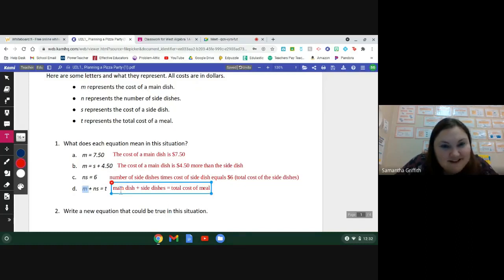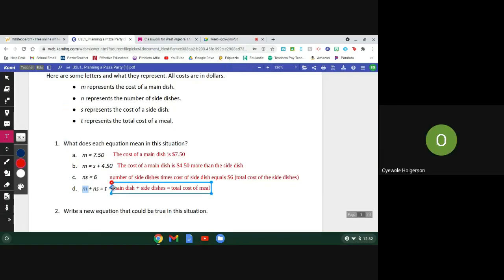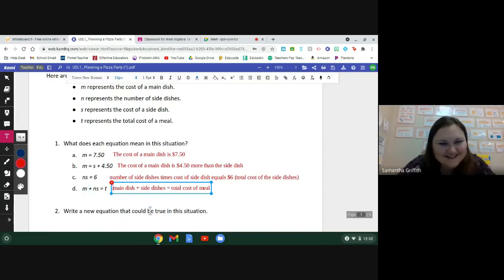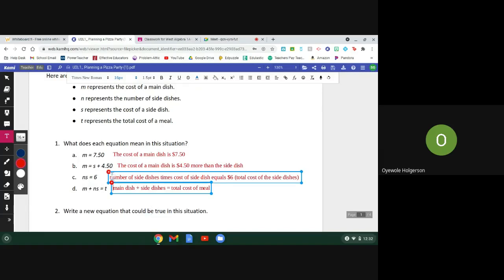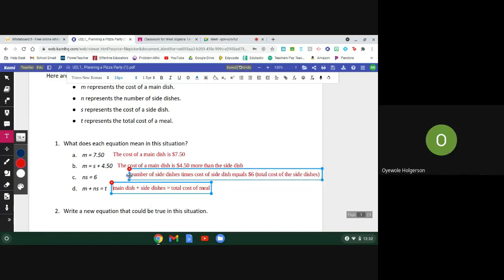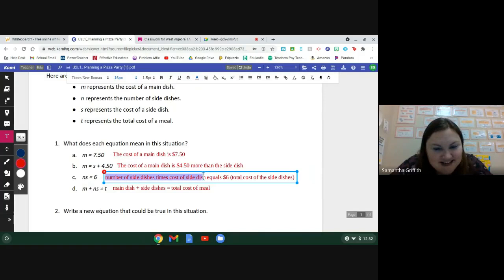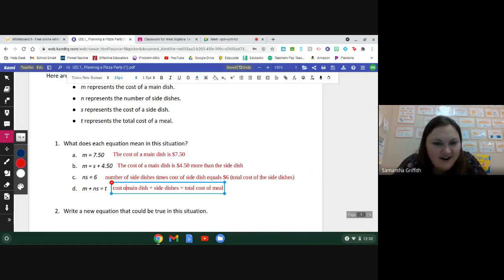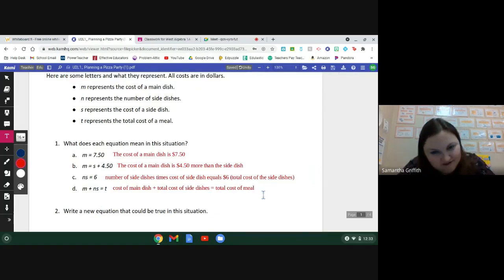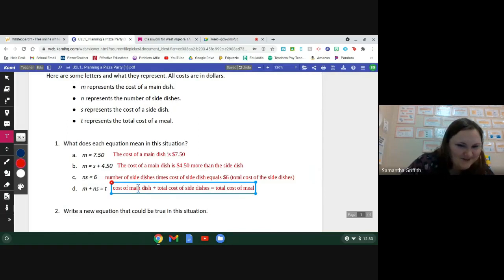There are some words I could put in here to make it a little more precise. Remember, M doesn't represent the main dish, it represents, coming back to our definitions, the cost of the main dish. So I could say the cost of a main dish plus the number of side dishes times the cost of the side dish. I'm going to go in here and, I can't type today. Instead of side dishes, we've already said that NS represents the total cost of the side dishes. So we could say the cost of a main dish plus the total cost of the side dishes equals the total cost of the meal. Which makes sense, right? You're paying for the main dish, you're paying for the side dishes.